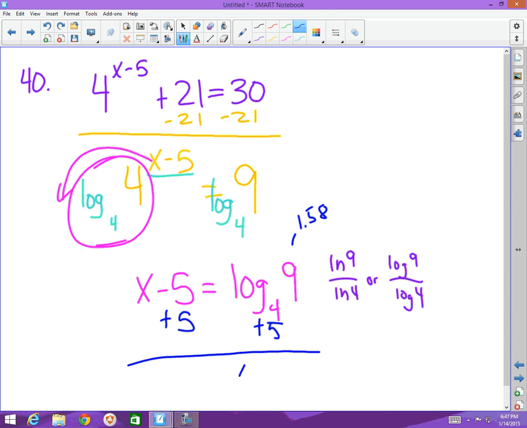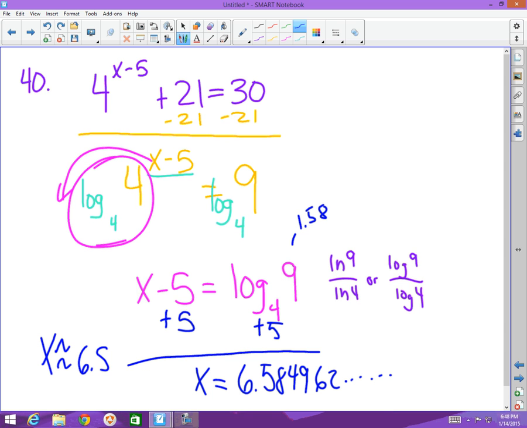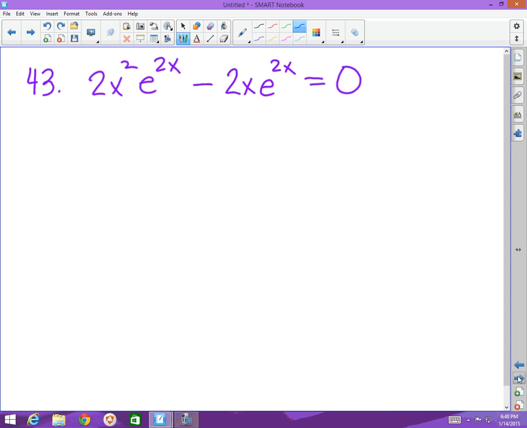And so then you're going to get 6.584,962, and so on and so forth. So you can say x is equal to that, or x is approximately equal to 6.585. Okay, then moving on to this one, we have to solve it.